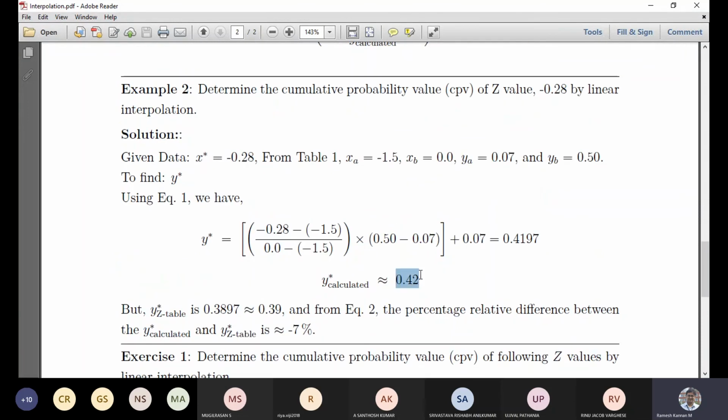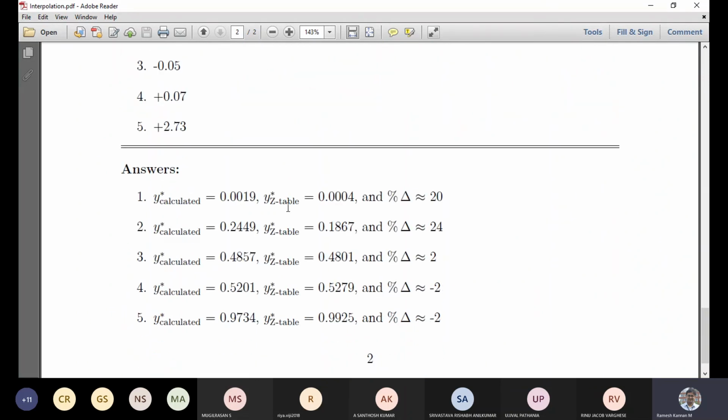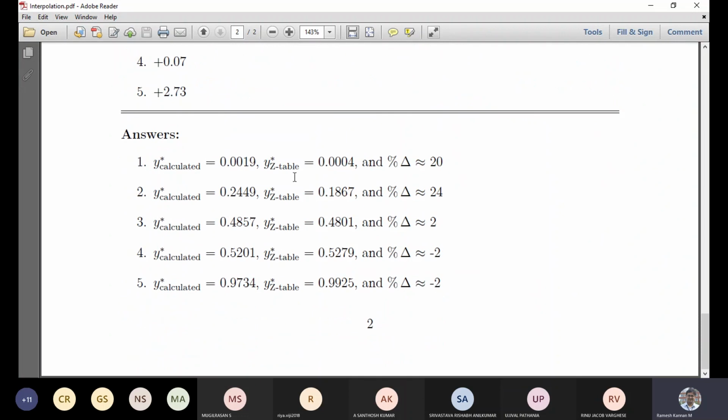the cumulative probability value. And in this case, if you get 0.42 for a Z value of minus 0.28, the corresponding cumulative probability, the probability of completion of that project, is 42%. And this is how you calculate the interpolated values. I've given some exercises so you can practice this, and the answers are also given, so you can take a look and appreciate the implications of these. Right? So this completes the interpolation topic.